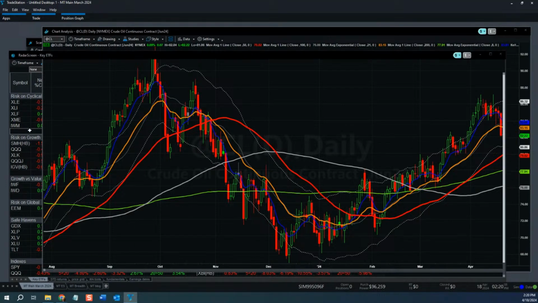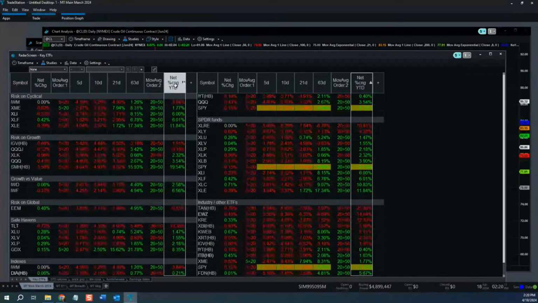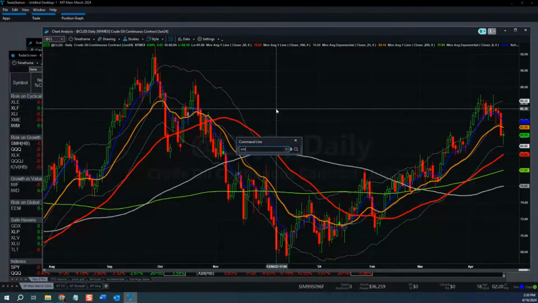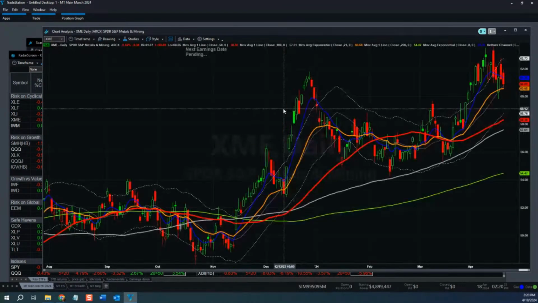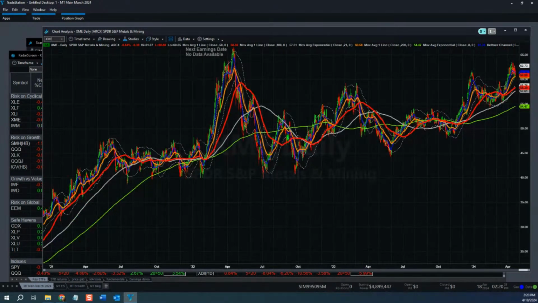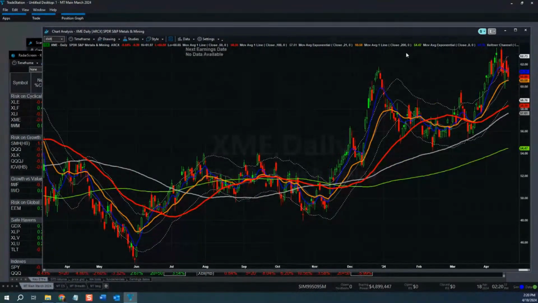This is what we want to do, though. We want to think about using radar screen to identify areas of strength, and then also identifying opportunities in terms of pullbacks and things like that. I want to look at the XME because this is actually starting to do some interesting stuff. Metals are similar to energy, and if you look at the metal ETF here, this is also something that is trying to find support, near its highs from last year.